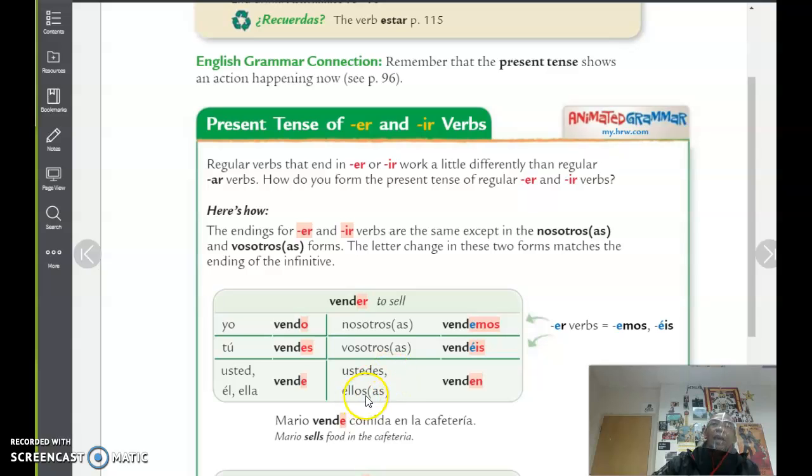Ustedes, ellos and ellas share the same form of the verb. EN is the ending for that. Venden. Okay, so again, the only place that they have their own endings, for verbs that end with ER, is emos. For verbs that end with IR, it is imos. Same thing for vosotros. Vendéis is for ER, and for IR it is just the IS.